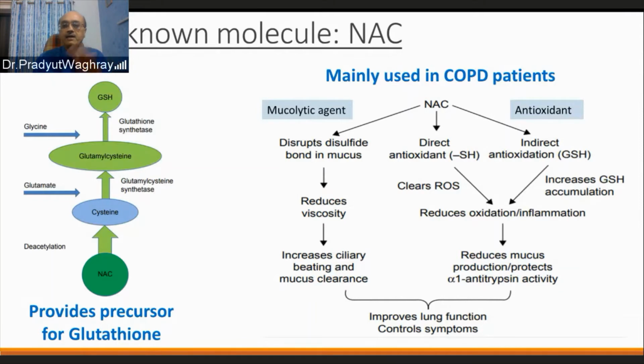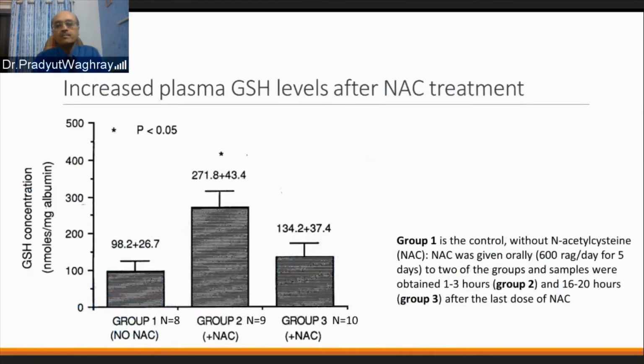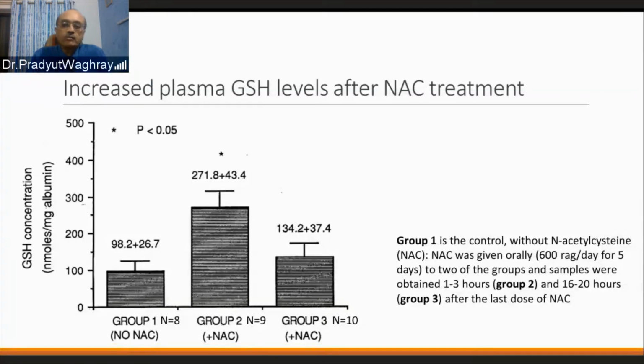It has direct and indirect antioxidant activity, and by virtue of disrupting the disulfide bonds, it acts as a mucolytic agent as well. Then this study was done to demonstrate the increased levels of glutathione in the plasma after starting treatment with NAC. On the left-hand side is group 1, the control group without NAC. Group 2 is in between, and group 3 is on the right-hand side.